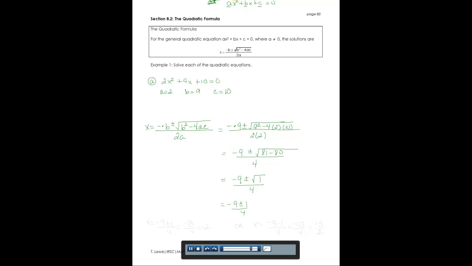And then now, since we have plus or minus, we have two solutions here. We have x is equal to negative 9 plus 1 over 4, and let's do that one. We have negative 8 over 4, that is negative 2. Or x is equal to negative 9 minus 1 over 4, that is negative 10 over 4, and that reduces to negative 5 over 2. Now you can check your work to see if those solutions check out, and they do. Those are solutions, negative 2 and negative 5 over 2.